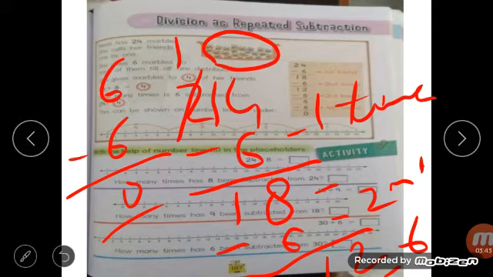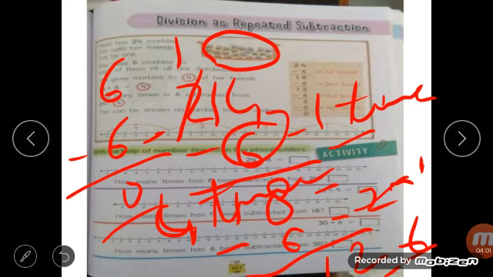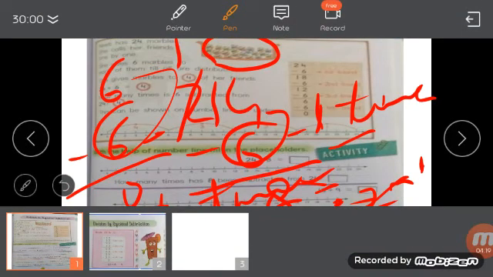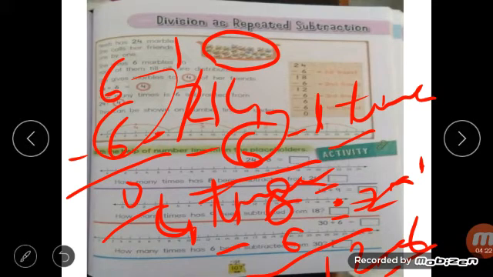Clear? So at last how many times? First time, second time, third time, and this is the fourth time. So you got the answer 4 times. As we have subtracted again and again, that is repeated subtraction. So division is what? Repeated subtraction. How many times is 6 subtracted from 24? 4 times. This is the first time, second time, third time, 4 times we have subtracted 6 from 24. Clear?